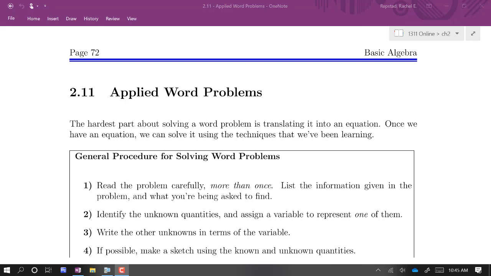All right, in this section, we're going to look at everybody's favorite topic, which is word problems. We're going to see word problems throughout this course, really throughout all the math courses that you take. I'm sure there'll be lots of word problems.